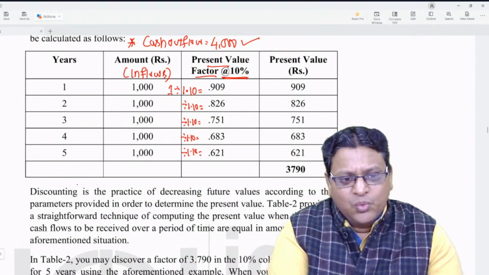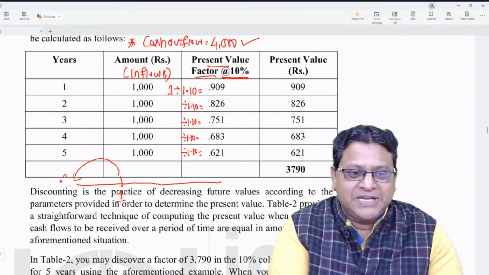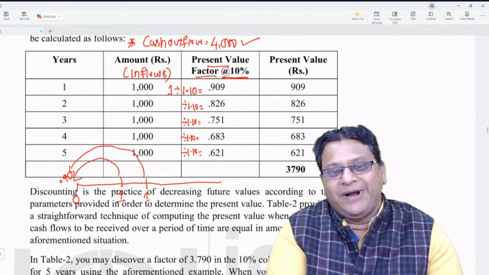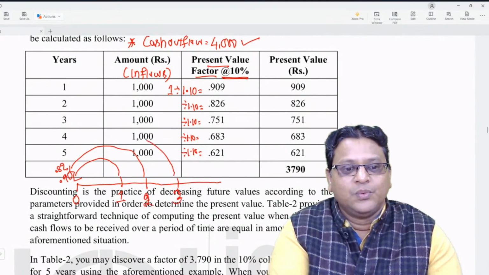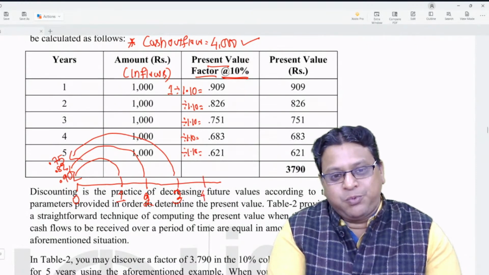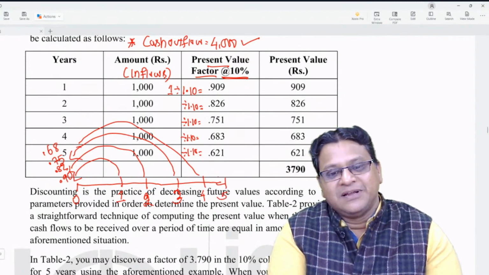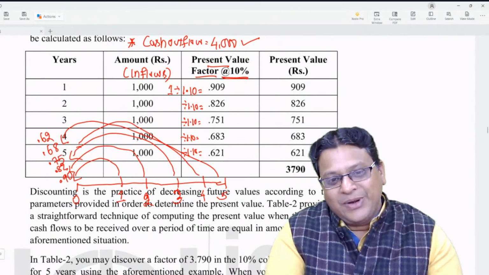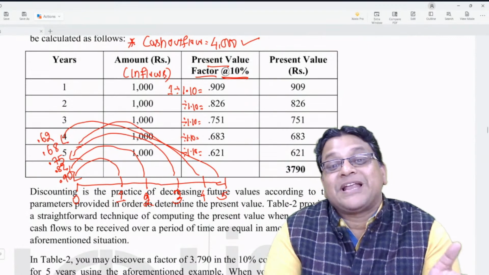It simply means 1 rupee received after 1 year is equal to 0.90 paisa received today. 1 rupee received after 2 years is equal to 0.82 paisa received today. 1 rupee received after the third year is equal to 0.75 paisa received today. 1 rupee received after the 4th year is equal to 0.68 paisa received today. 1 rupee received after the 5th year is equal to 0.62 paisa received today. So we are calculating the value in today's terms. The value in today's terms is known as present value.